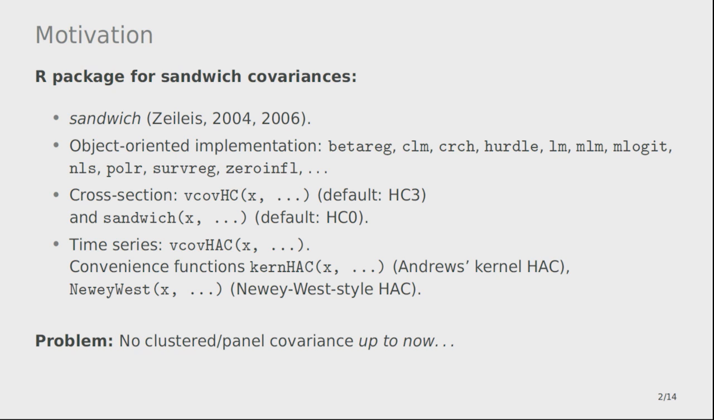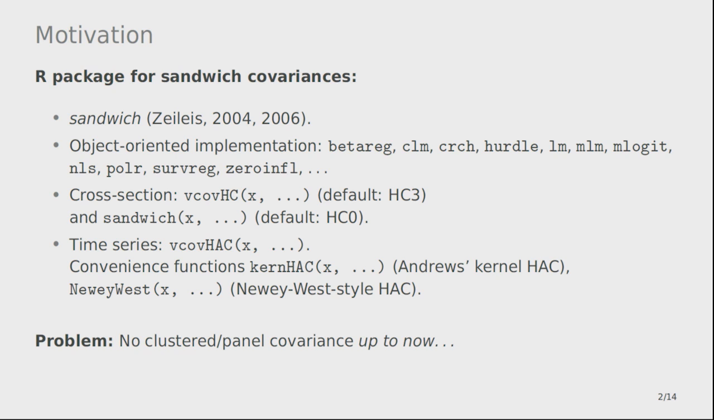For cross-section data, the sandwich function computes a plain sandwich estimate from a fitted model object, as introduced by Eicker, Huber and White, defaulting to what is known as HC0. vcovHC is simply a wrapper to sandwich and computes general HC covariances ranging from HC0 to HC5. For time series data, the function vcovHAC computes HAC covariance estimates, and in addition there are further convenience interfaces, for example for Andrews' kernel HAC or for Newey-West style HAC.